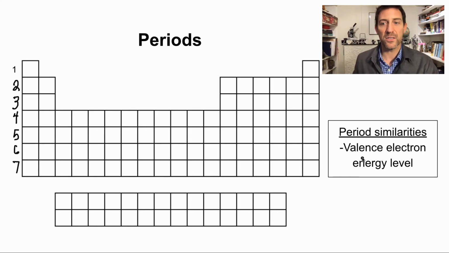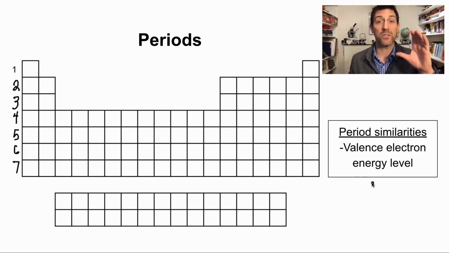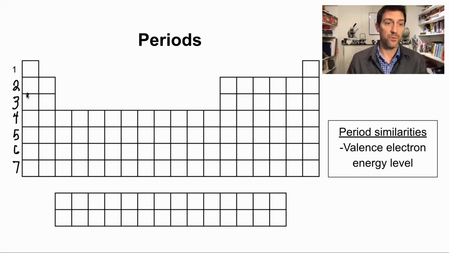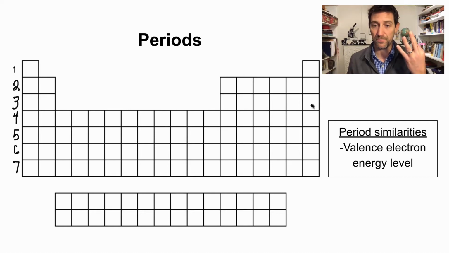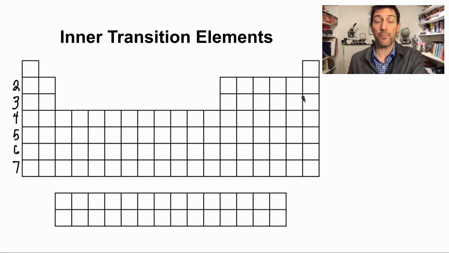That number tells us the valence electron energy level, which means valence electrons, recall, are the outermost electrons, or the electrons in the highest energy level, which means anything in this period here has valence electrons in the 3rd energy level. Any of them in this period have valence electrons in the 2nd energy level, and all the way through the whole table. So again, understanding the periods is very useful because it teaches us about the valence electrons.